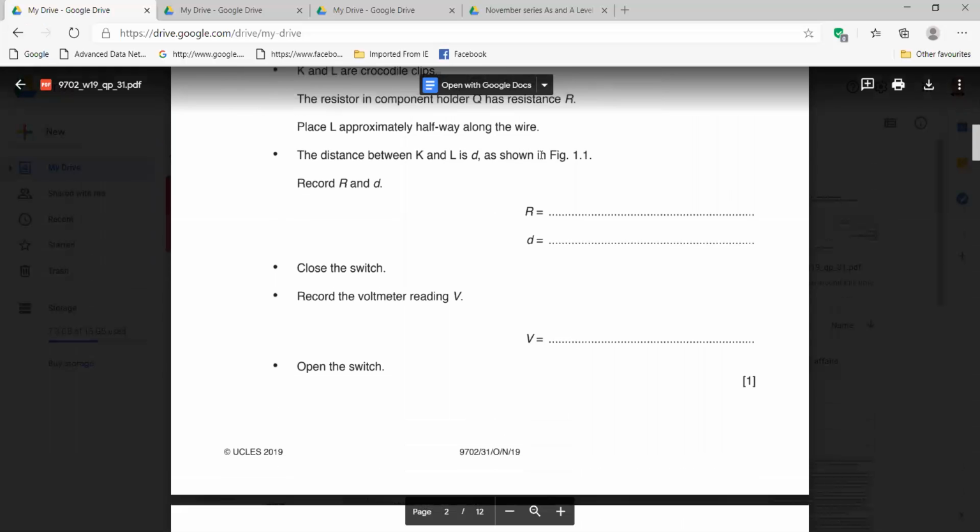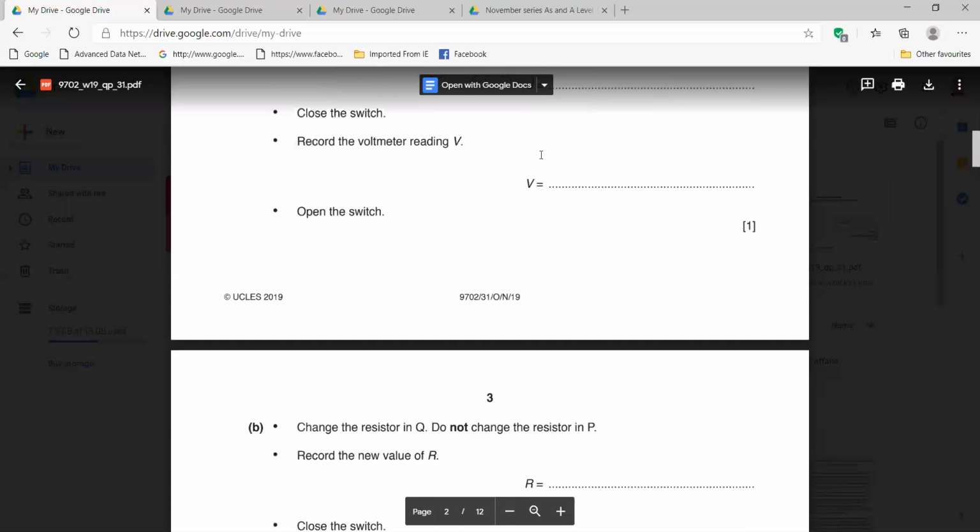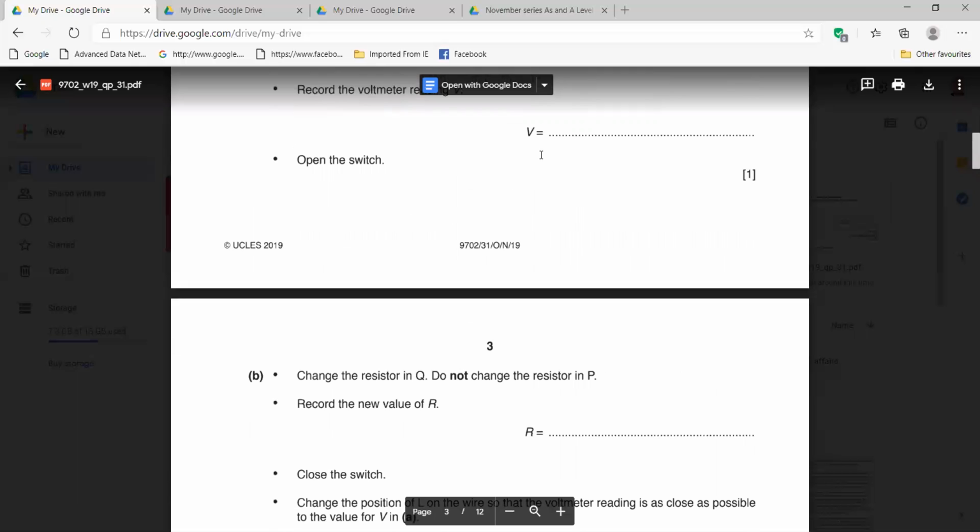But they did not mention which value we will put there. They will give you a range of resistors, right? They will be giving you 6 or 7 or maybe 10 resistors, right? From there you have to change, right?